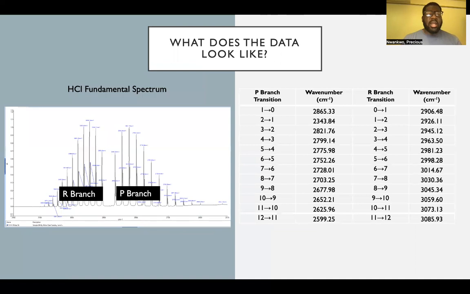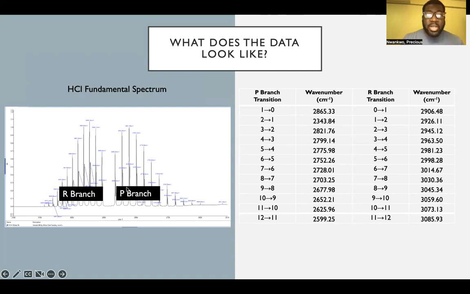So what does the data look like? This spectrum here on the left is produced by the Perkin-Elmer Spectrum 2 software. And these two sets of peaks here are going to be our R branch and our P branch. Our R branch and our P branch represent the two different types of energy level transitions, and these blue labels on top of the peaks are the wave numbers at which these energy transitions happen.